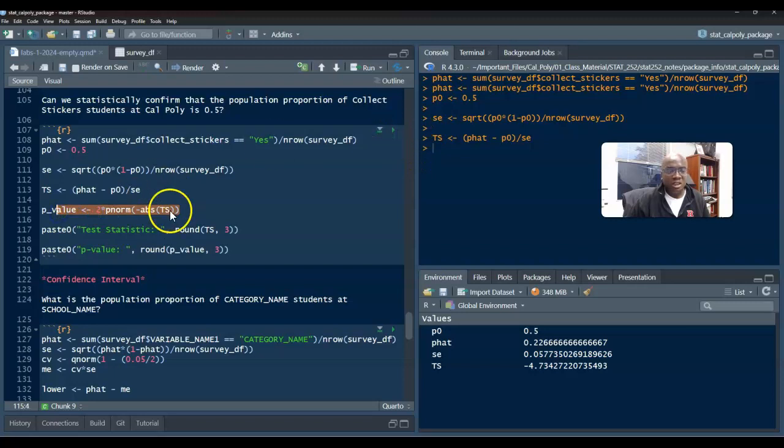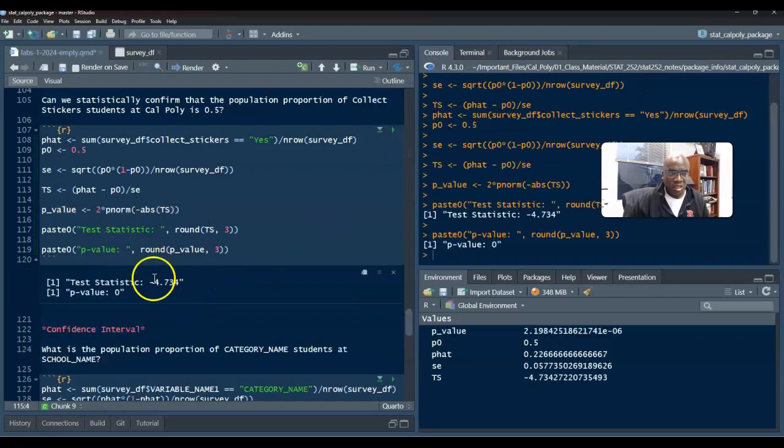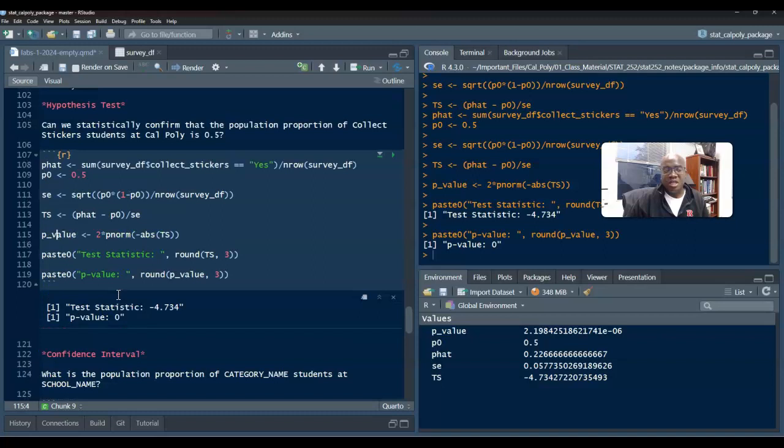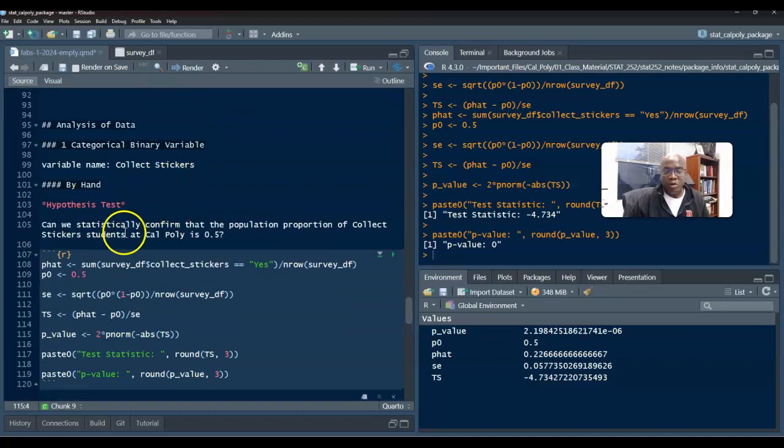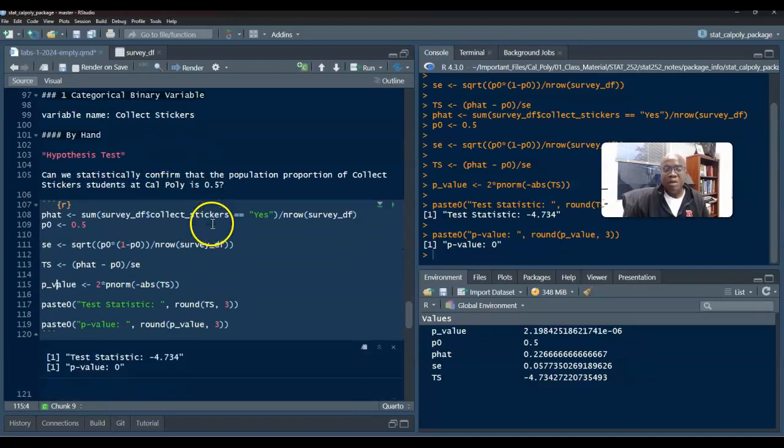When I run the entire chunk, I get the p-value. It's going to tell me my test statistic again is negative 4.734, and I'm going to have a p-value of 0, meaning that we should reject our null hypothesis. If I had more time, I would have written out the null and alternative hypotheses, but this is just the computer doing the math for us. And I even say that this is doing it by hand.